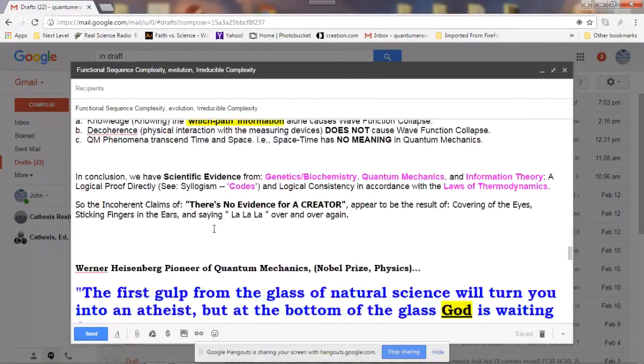In conclusion, back to the original question, no evidence, huh? We have scientific evidence from genetics, biochemistry, quantum mechanics, and information theory, a logical proof directly, see the syllogism with codes, and a logical consistency in accordance with the laws of thermodynamics. I don't know, that doesn't sound like no proof to me. So the incoherent claims that there's no evidence for a creator appear to be the result of covering the eyes, sticking fingers in the ears, and saying la la la over and over again.